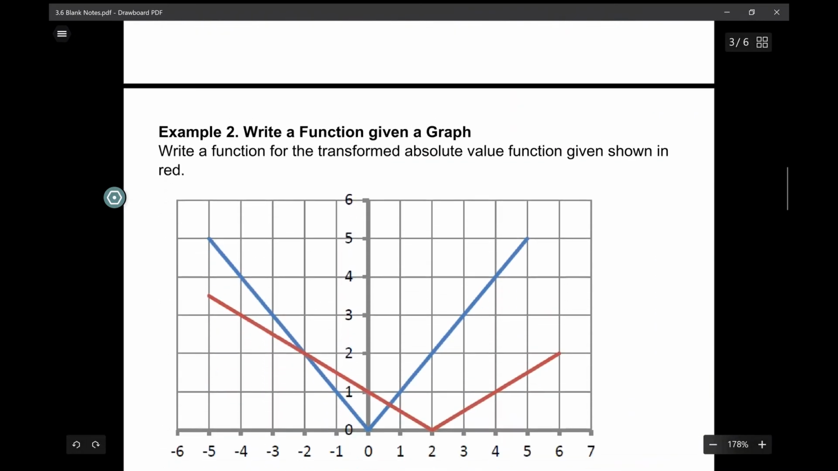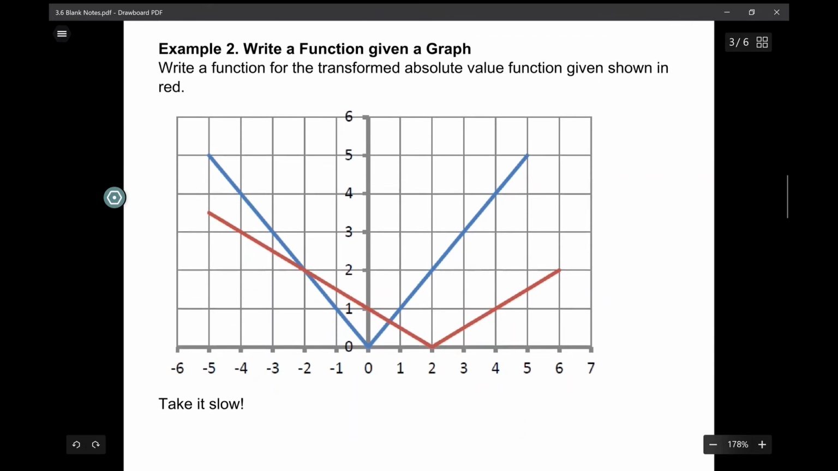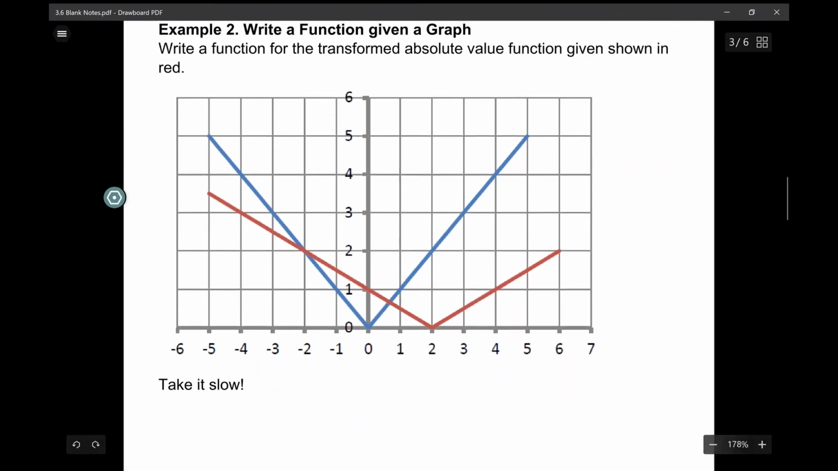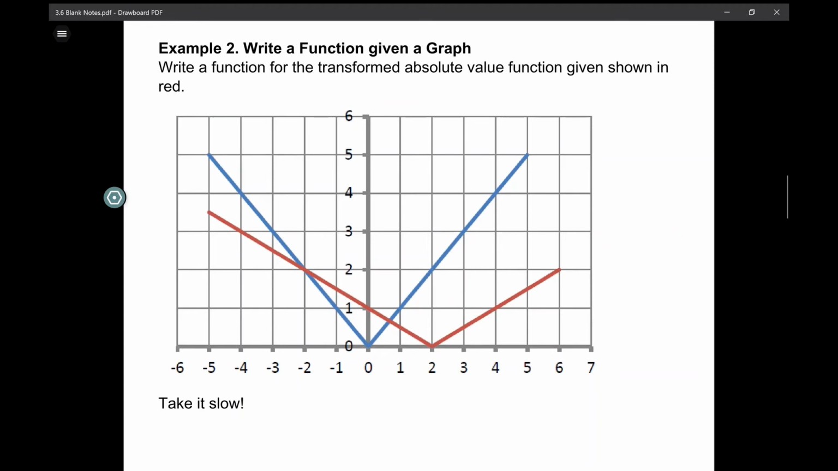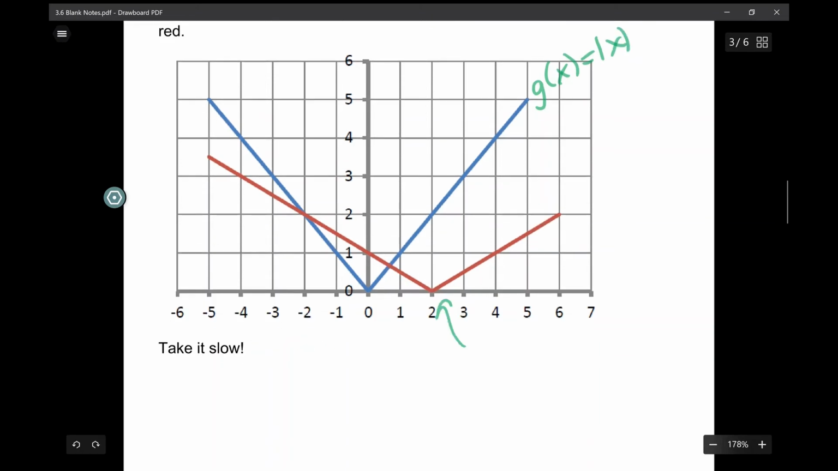All right, now we're going to try and use our same skills with function transformations and see if we can write a function of the given graph. So the blue graph, again, that is my g of x equals absolute value of x. Let's see if we can write this function in terms of the other one. All right. Pause the video and give it a try, and then we'll come back and do it together.